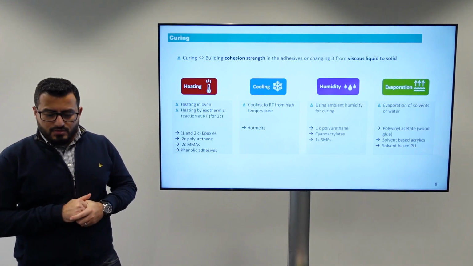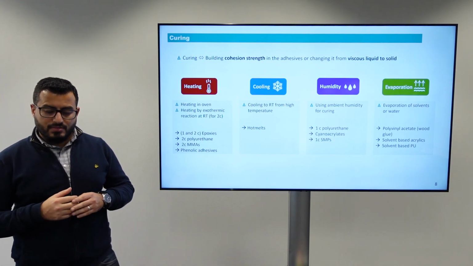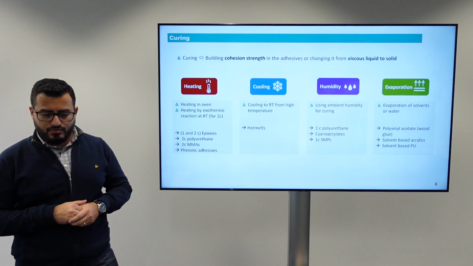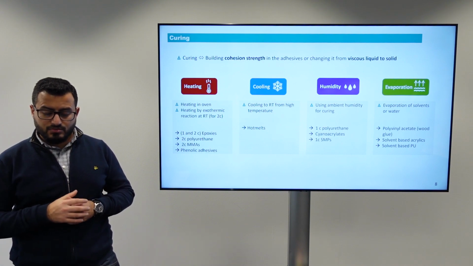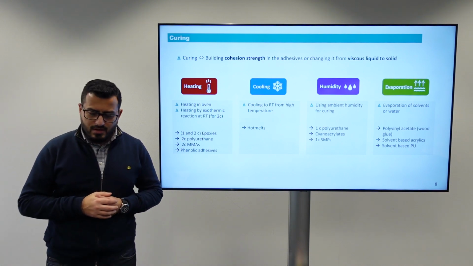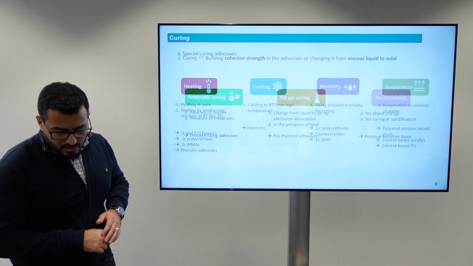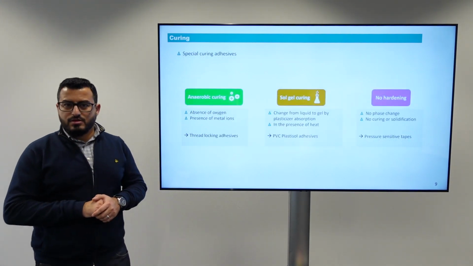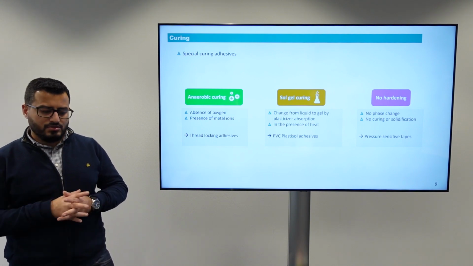Fourth is curing by evaporation. So this means curing by loss of solvent or loss of water. And examples of these adhesives would be the polyvinyl acetate, or in short, the wood glue, also solvent-based acrylics and polyurethanes. We also have special curing adhesives that cure by different methods.